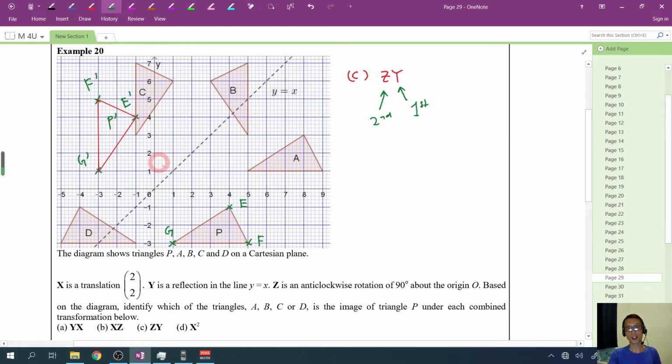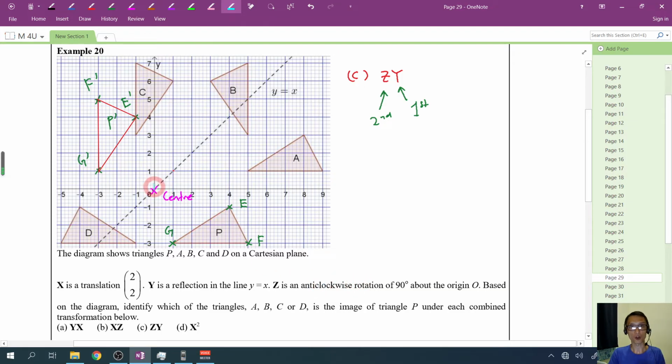So this is the image of this object under the transformation Y. We need to follow by one more transformation, which is Z, a rotation. This one you have to be more careful because it's easier for us to make mistakes. This is the center of rotation. We need to rotate it 90 degrees anti-clockwise about this point.